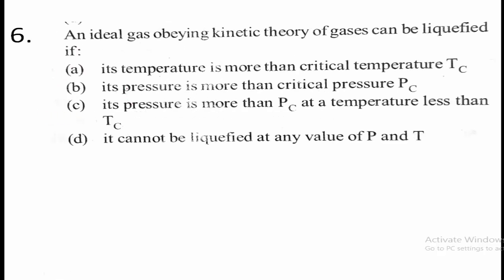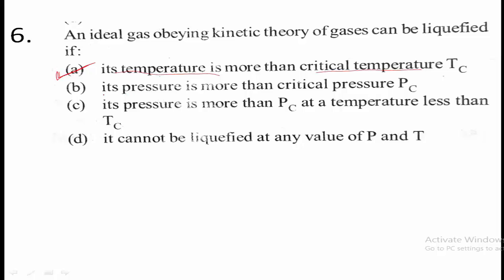Next, sixth one: an ideal gas obeying kinetic theory of gases can be liquefied if... In what way can an ideal gas be liquefied? If its temperature is more than critical temperature. So what does critical temperature mean? The temperature above which gases can be liquefied is said to be critical temperature. So if that gas has temperature more than critical temperature, then it can be liquefied. So this option A is the right one.